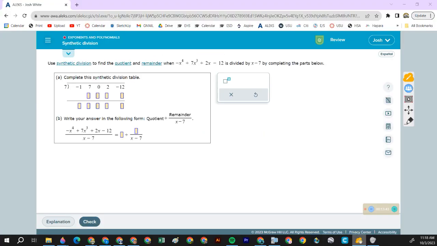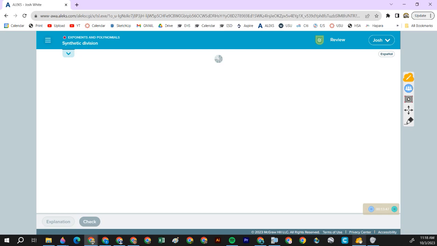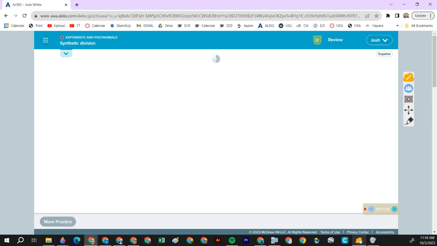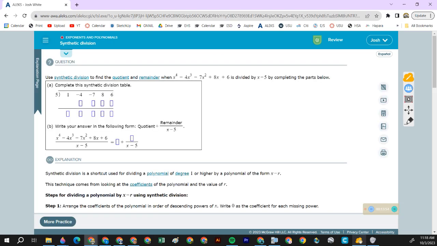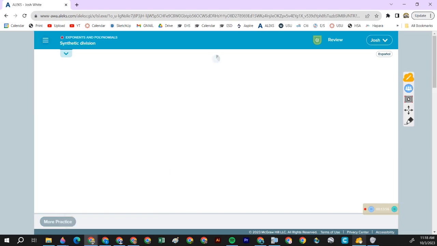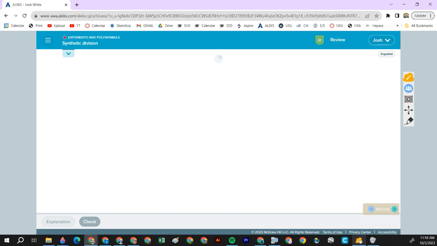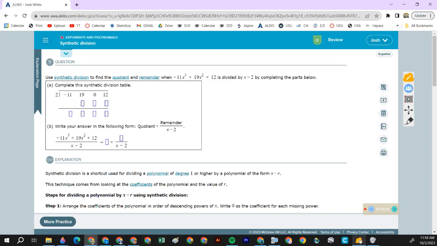Let's go back here. Okay. Looks like the other version is not going to happen on this assignment, so I'll show it to you on the next assignment.